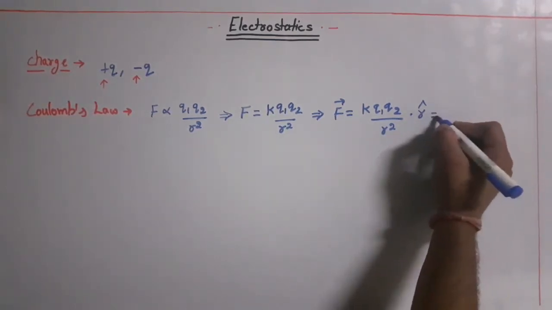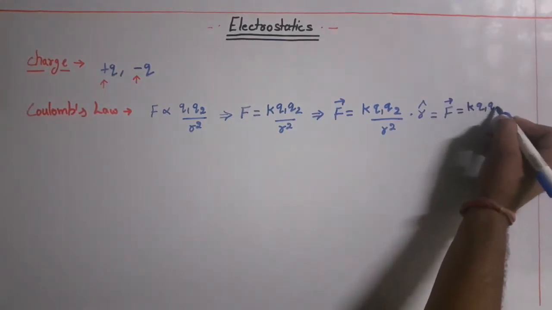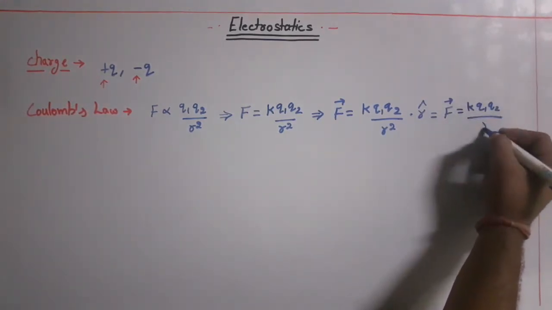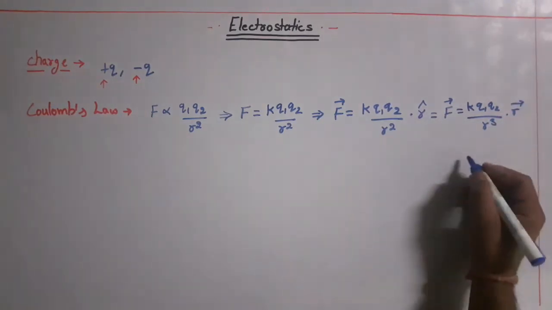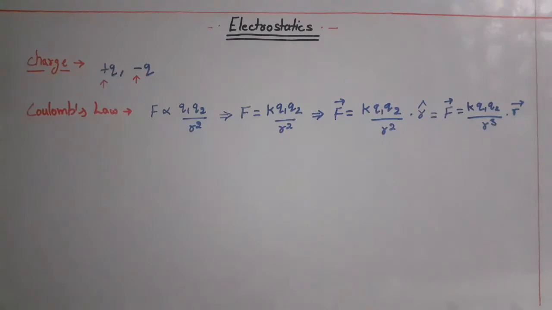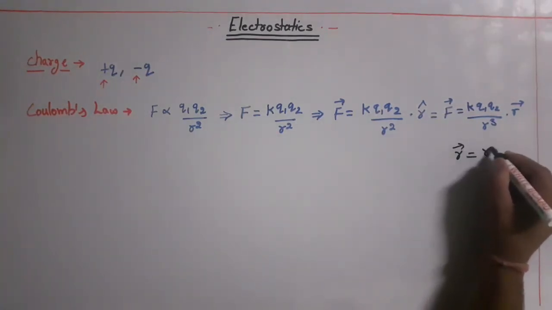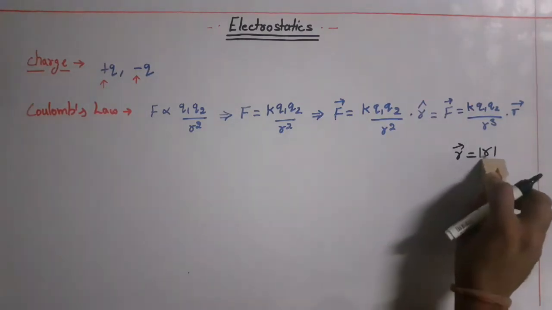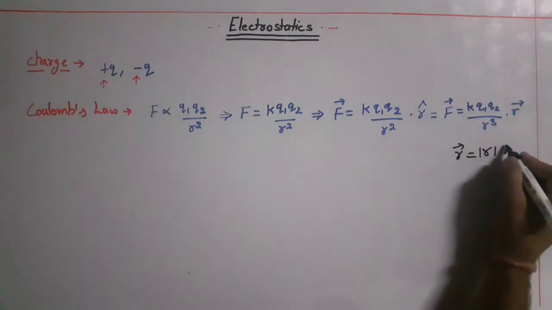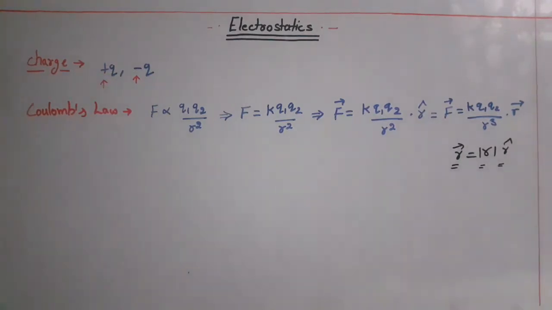By putting the value of R cap, we will get F is equal to K Q1 Q2 divided by R cube into R vector. Okay, we will put the R vector value from R vector is equal to the magnitude of R into the direction of R, and a vector quantity is equal to magnitude into its direction.